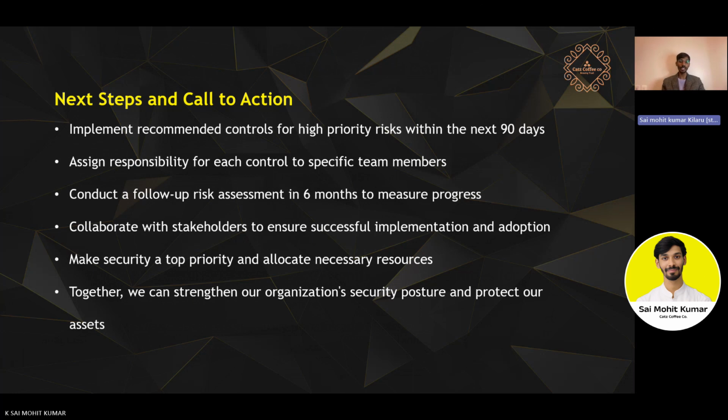Assign responsibility for each control to a specific team member and establish clear timelines for implementation. This will ensure accountability and help us track the progress towards our risk management goals. Conduct a follow-up risk assessment in the next 3 to 6 months to evaluate the effectiveness of our implemented controls and identify any new risks that may have emerged. Continuous assessment is key to staying ahead of evolving threats.